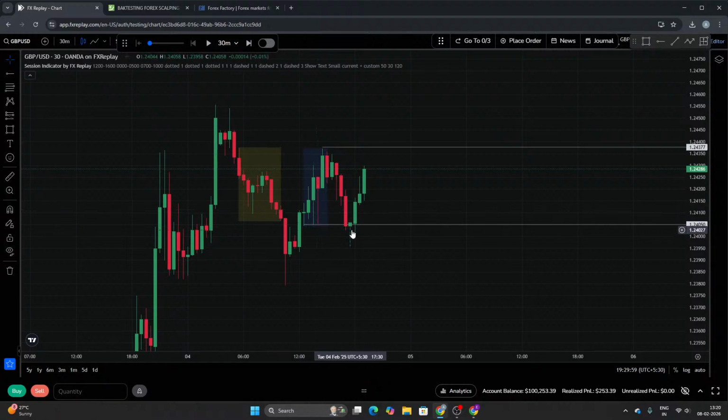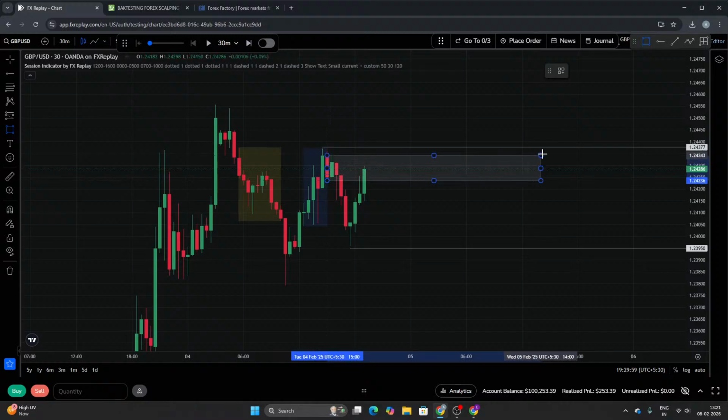This should also be included in the London range. Now, if I have to mark my key levels, I think marking this candle should be a good idea, since this is a clear order block from where the market has given a fall move, and this is the range.